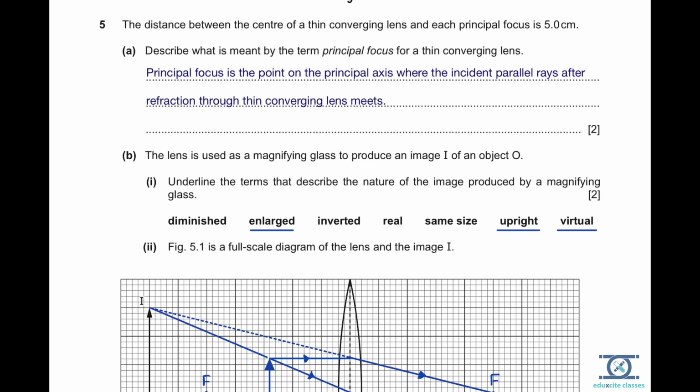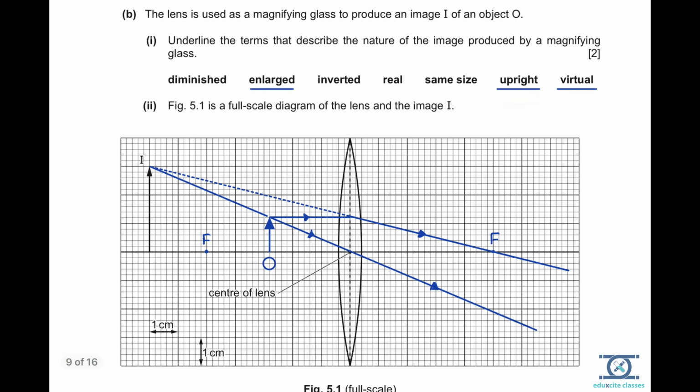So, principal focus, we all know, is the point on the principal axis where the incident parallel rays, after refraction through the thin converging lens, meet at a point, and that particular point is known as the principal focus. Okay. Now, the lens is used as a magnifying glass to produce an image I of an object O. It is very important that it is being used as a magnifying glass. So for magnification, we should note that the object is always in between the optical center, that is the center of the lens, and the principal focus.